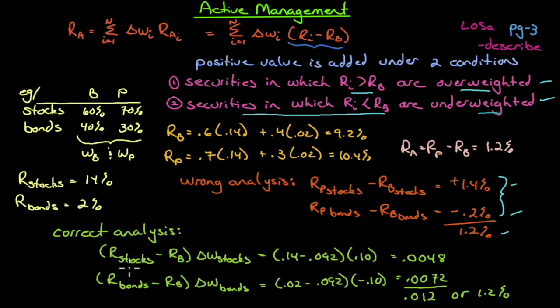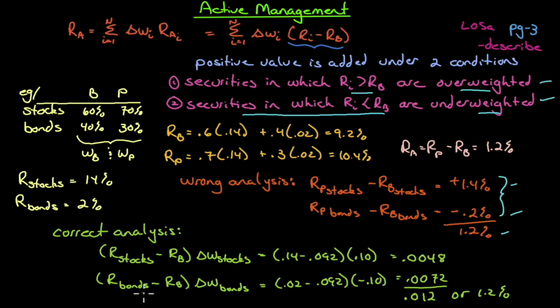Take the return on stocks minus the return on the benchmark. That's RI minus RB. We've already proven that this is active return, right? Take the return on the stocks minus the return on the benchmark, times the active weighting on stocks. Stocks returned 0.14, the benchmark returned 0.092, and we were overweight by 0.1. That added 0.0048, or 0.48%. So that added 0.48% to our return.